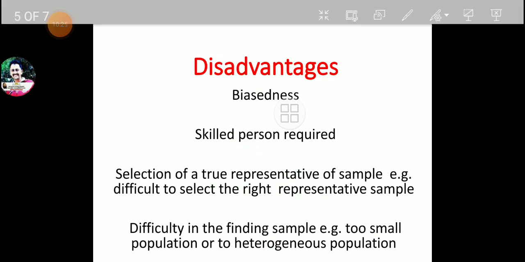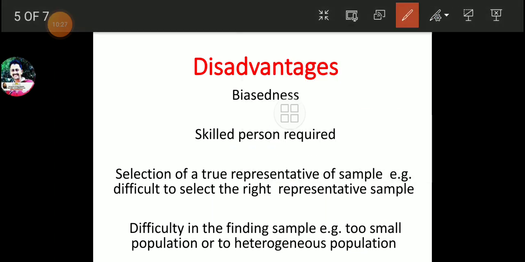What are the disadvantages of the sampling method? First one, biasness. In the sense, most of the time the researcher commits the mistake of doing wrong things, or partiality might be shown by that person, and that is nothing but biasness, isn't it?